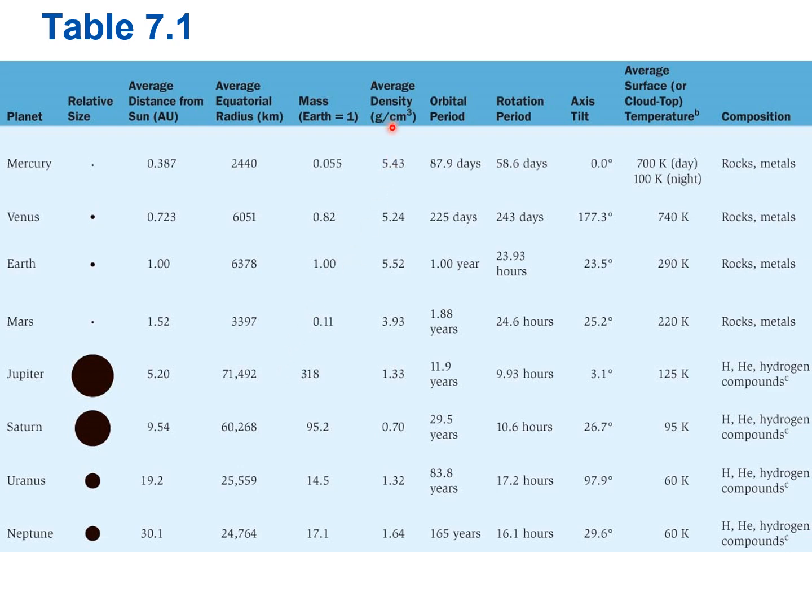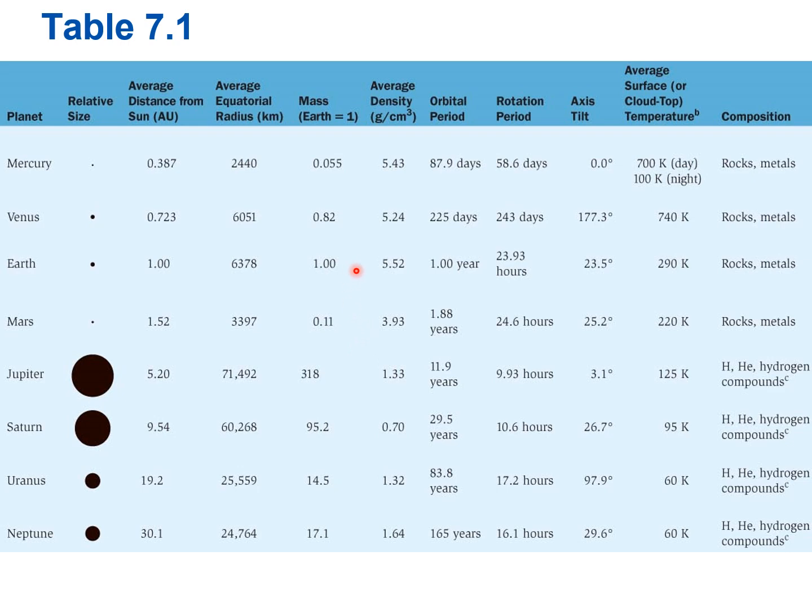Average density, remember I said that Saturn is the only planet with a density less than 1 gram per cubic centimeter at 0.7. And actually, all the terrestrials are the denser ones, but Earth in particular is the densest.